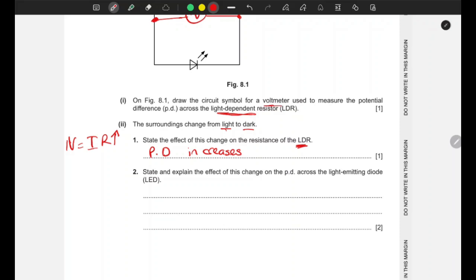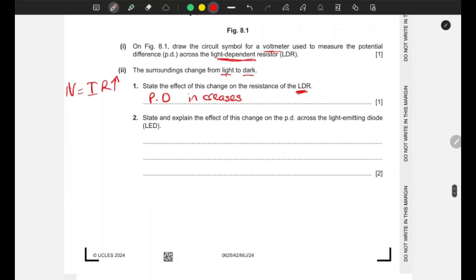And part 2. State and explain. Okay, I think I made a mistake in part 1. So the effect of change in the resistance of LDR. So we're focusing on the LDR. So resistance increases. That's what you have to know. In an LDR, if it gets darker, resistance increases, and vice versa.